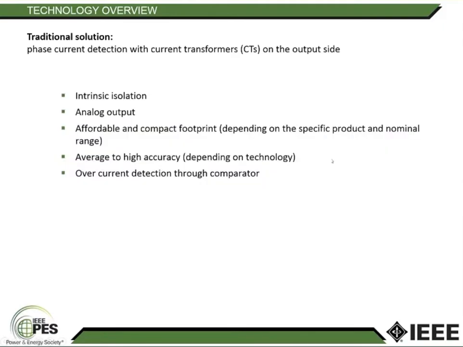As a summary, CTs provide intrinsic isolation. They usually come with an analog output. They're affordable and have a compact footprint, depending though on the specific product and nominal range. Average to high accuracy depending on the technology, and overcurrent detection is possible through a comparator.